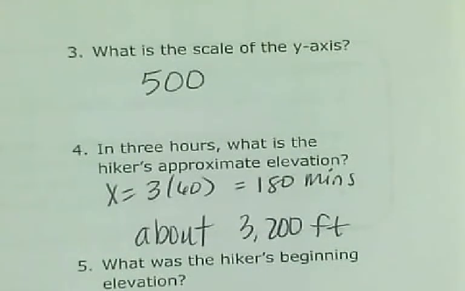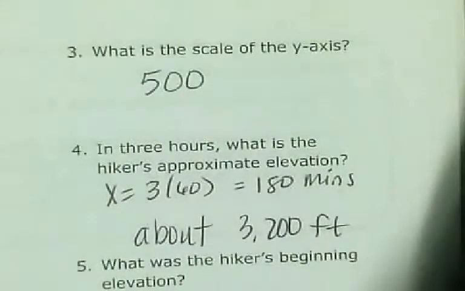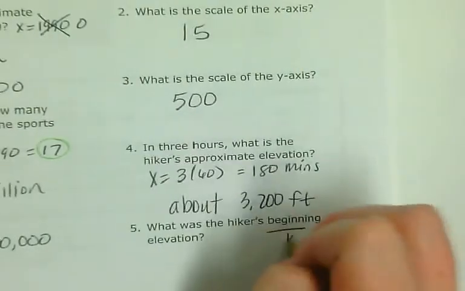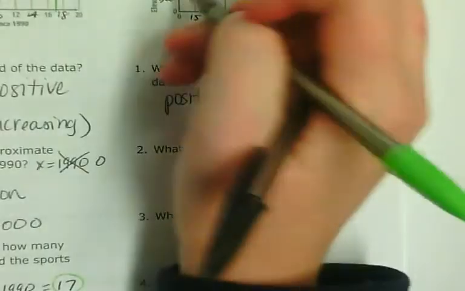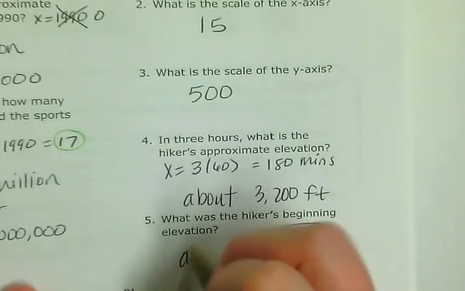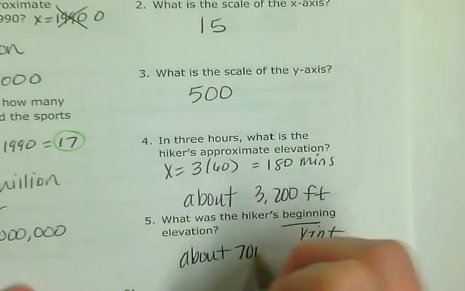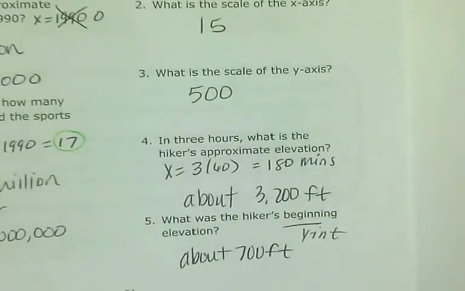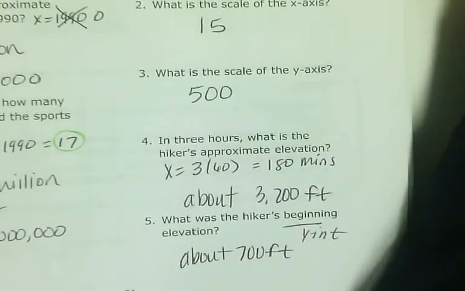What was the hiker's beginning elevation? Again, we see the word beginning. What does that mean? That's my y-intercept. So I can come up here to the graph. So it's between 500 and 1,000. What do you guys think? 700, 750? Okay, so we could say about 700 feet. And again, it's an approximation.